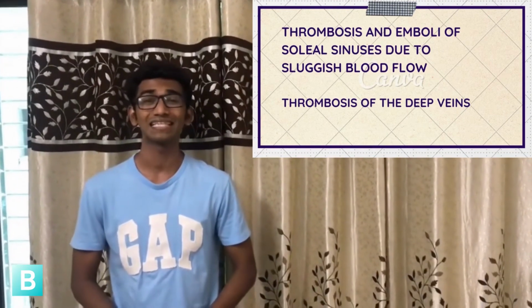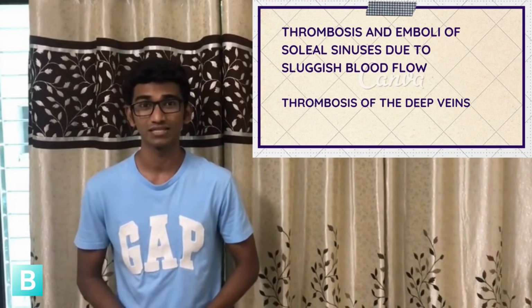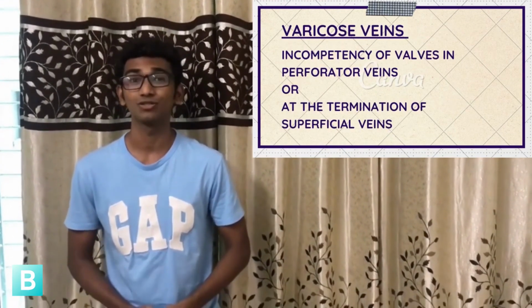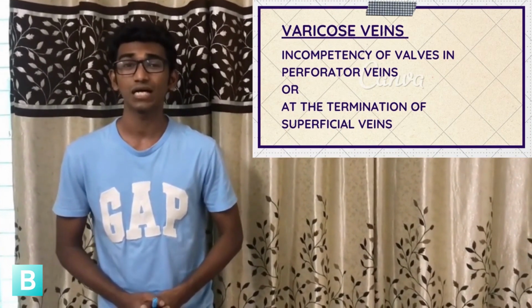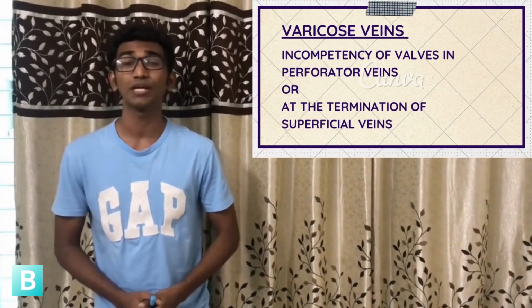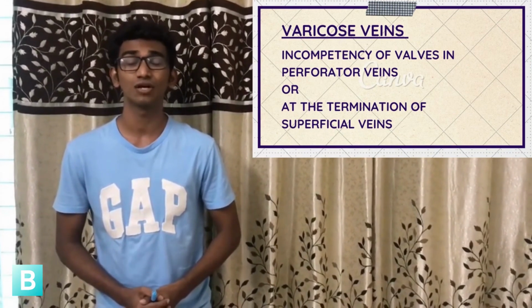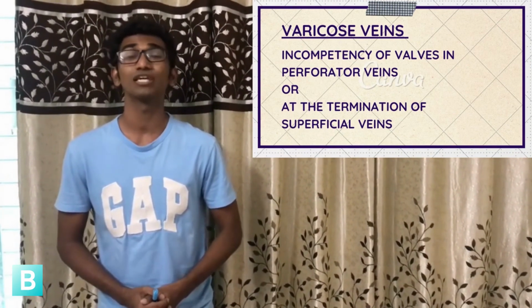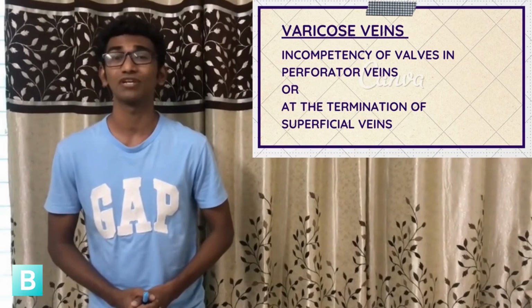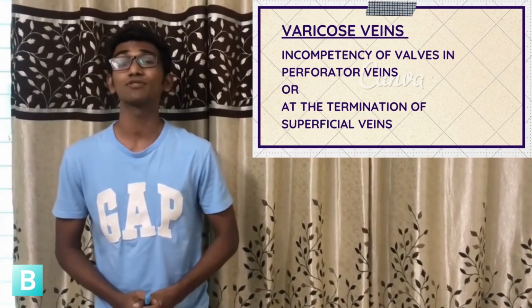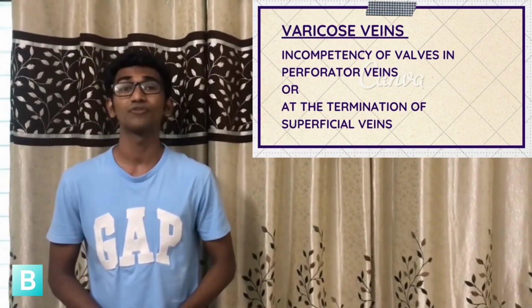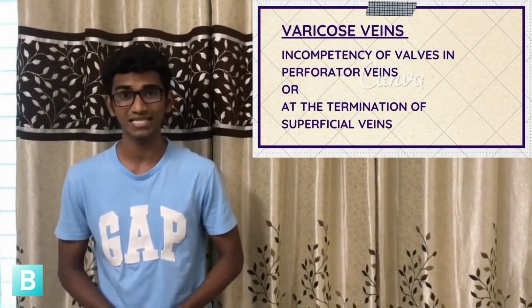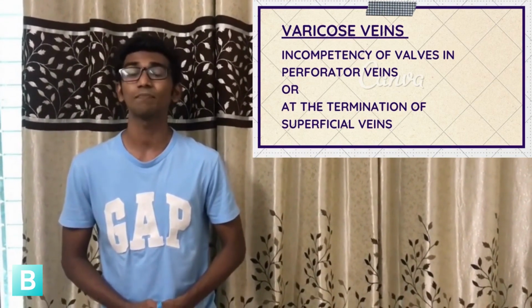So now, lastly, let's talk about varicose veins. Now, varicose veins are basically veins of the lower limb which become large and tortuous in nature. Varicose veins can occur because of two reasons: due to incompetency of the valves at the termination of the superficial veins, or the incompetency of the valves in the perforating veins. There are two types of tests which we can perform to detect where the defect lies. The first is called the Trendelenburg test, and the second one is called the Perthes test.